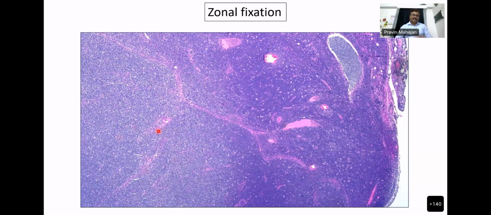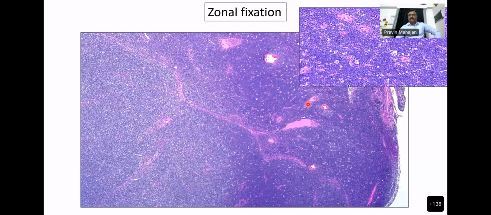But if you see on the left hand side, the tissue is not so well fixed. That's why you can make out that the cells are rather discohesive. And if you look at the high power within this well fixed tissue, you can make out nice nuclear details. You can make out the blastoid morphology. You can see the histiocytes also, which is giving a starry sky appearance, which everybody so likes.